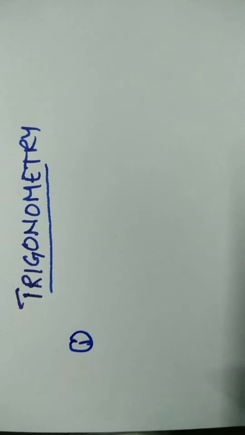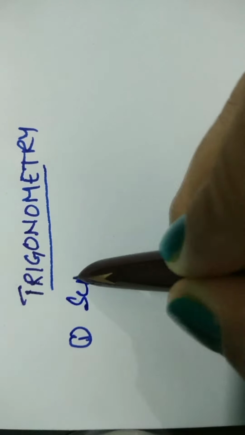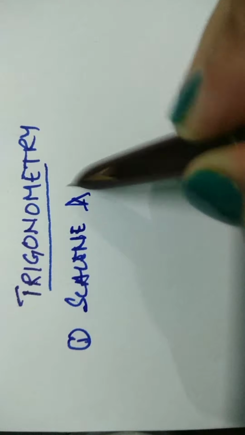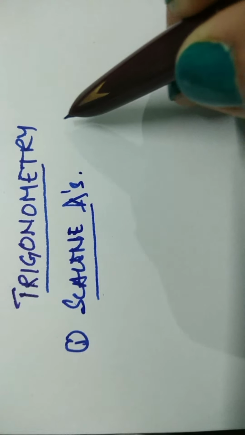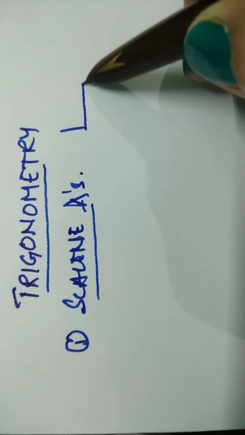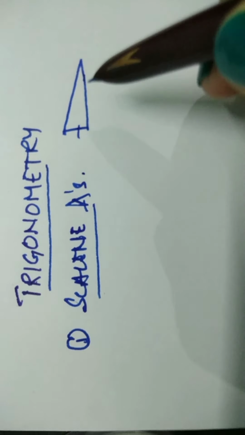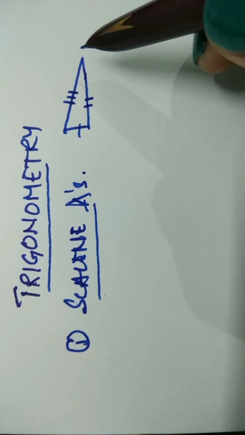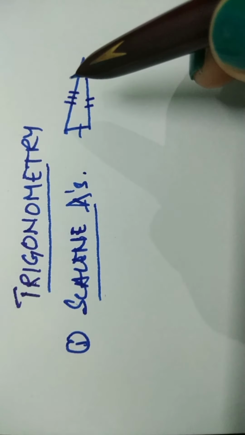You have already studied the different types of triangles. The first one, scalene. What are scalene triangles? Scalene triangles are those triangles where all three sides are of a different length. That means this side is not equal to this one, and it's not equal to this one. These types of triangles are called scalene triangles.